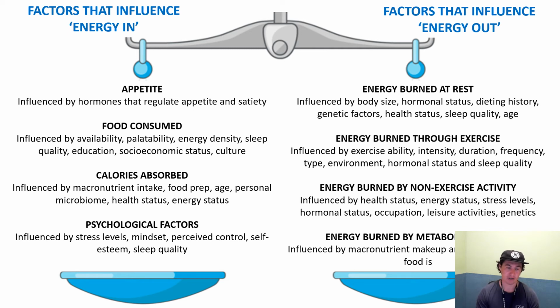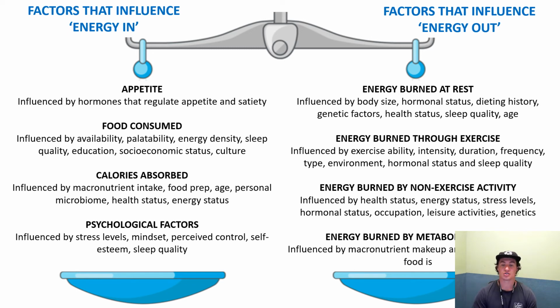Calories absorbed, so number 3. So that's influenced by things like micronutrient and macronutrient intake. So what is the quality of our food, how we prepare our food, our age, our personal gut microbiome, so the bacteria that we have in our gut, and that's again influenced by lots of different things. Health status, so if you're sick or on antibiotics, for example, that's going to affect your microbiome. So there's lots of things that affect each other within each of these factors. And then energy status, so how much energy you have available.